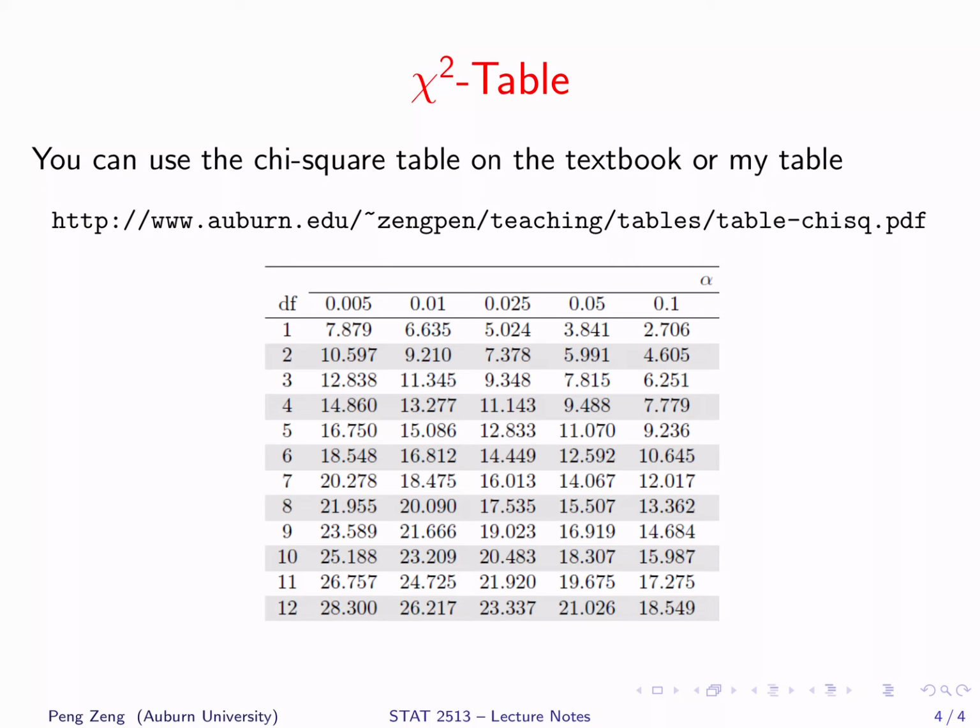For example, what is chi-square 0.025 with 12 degrees of freedom? We need to search the row corresponding to 12 and look at the column corresponding to 0.025. The value is 23.337.